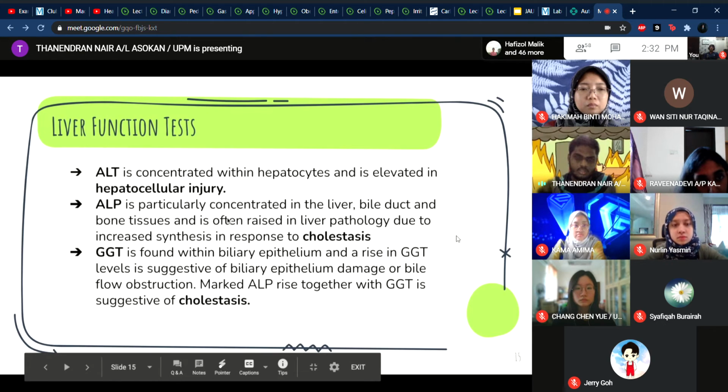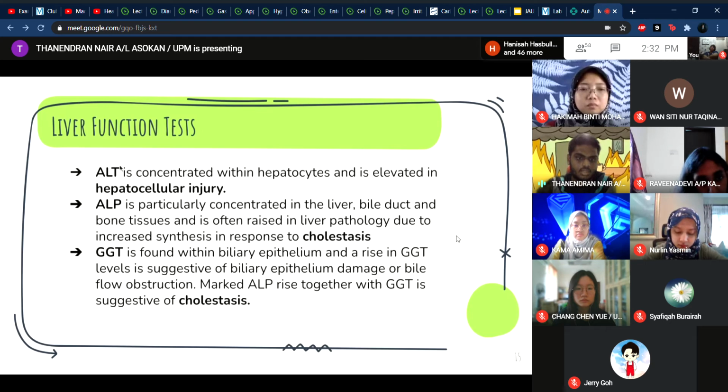So this is important. ALT is concentrated within hepatocytes. So an increase in ALT indicates hepatocellular injury. ALP, however, is concentrated within the liver, bile duct, and bone tissues. So ALP is slightly less specific compared to ALT. A rise in ALP would be seen in cholestasis.